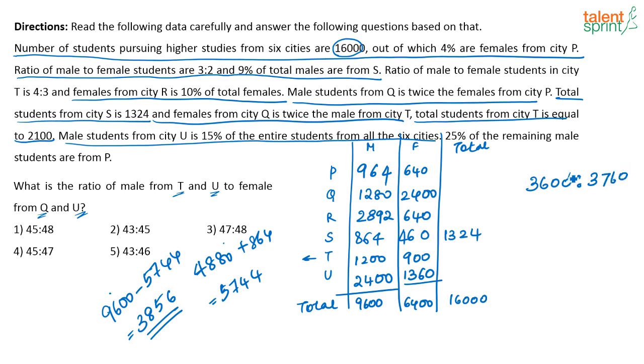And what will be the answer? 360, 376. I think 8 will go in both of these. This will be 45 into 8, and this will be 47 into 8. So 45 is to 47. That will be your answer, option 4.